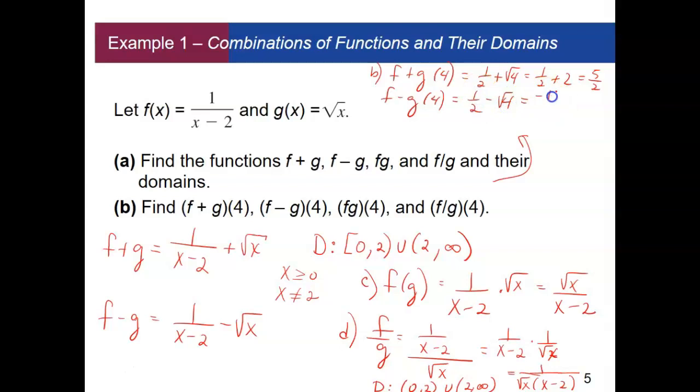So I'm going to get negative 1/2, sorry, negative 3/2. And if I do f times g of 4, again using this one here, I'm going to have the square root of 4 over 4 minus 2. That's going to be 2 over 2, or 1. And then last, f divided by g, I'm going to be using this function here. So I'm going to have 1 over the square root of 4 times 4 minus 2. So that's going to be 1 over 2 times 2, or 1/4.